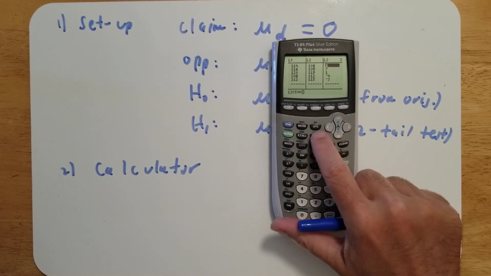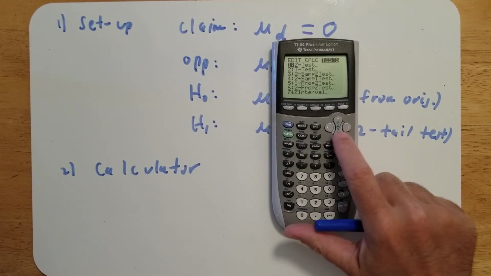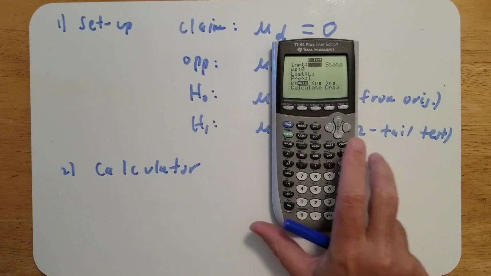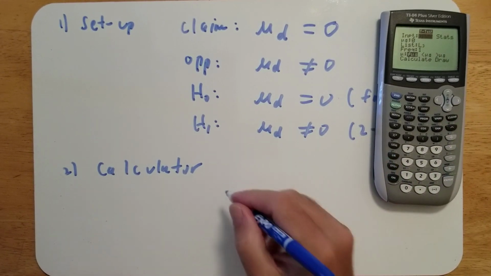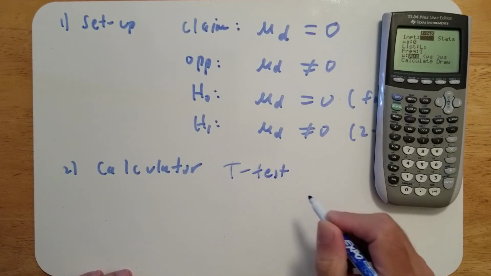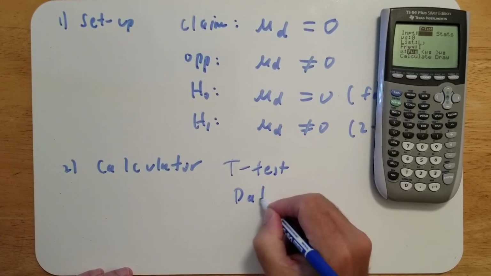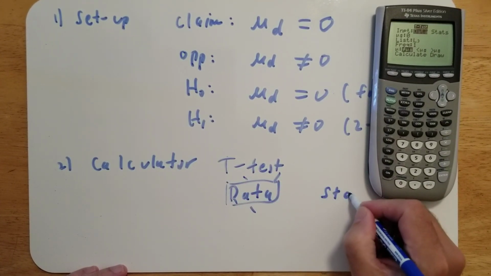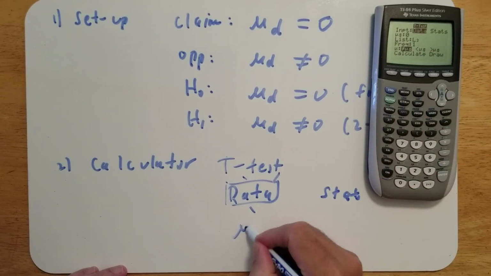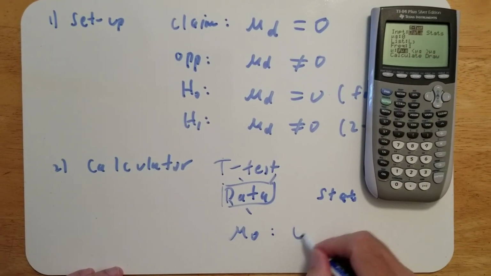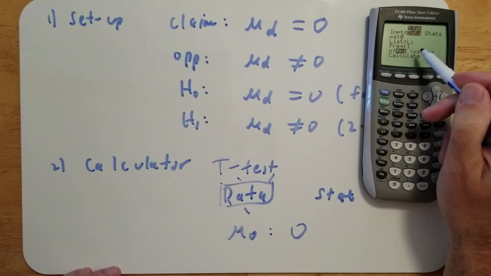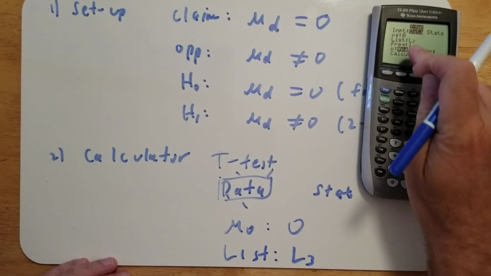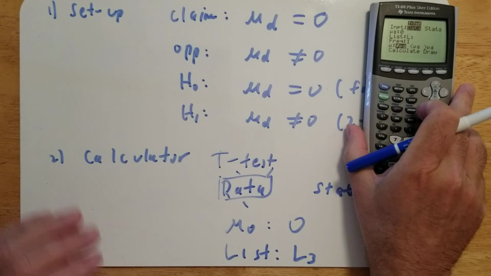So I'm going to go to stat, tests, t-test. Okay, and I'm going to do this t-test on the data. So I'm going t-test, and I'm using the data option as opposed to the stats option. And then mu null, the null hypothesis is the value 0 from the null hypothesis. The list that we're doing this on has to be L3, which I have in there already. If it's not there, put it in there.